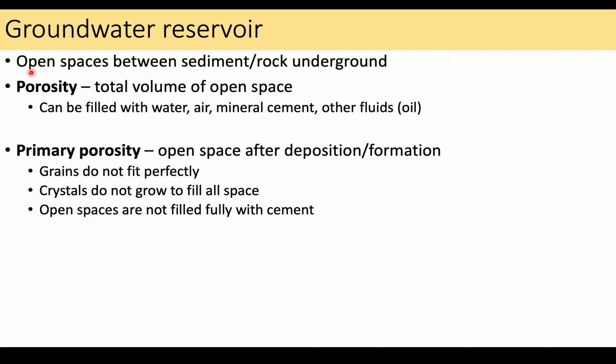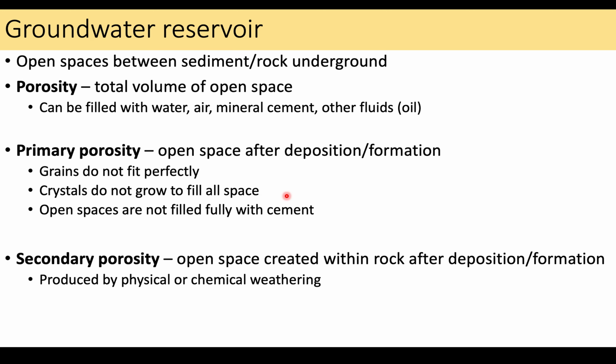Now, our primary porosity is the open space right after the formation or deposition of sediment or rock. This is where the grains don't fit properly, the crystals haven't grown to fill all the space, and the open spaces haven't been filled with other sediment or what we call cement. There's still a lot of open space because the rock or sediment is freshly deposited, freshly formed. It hasn't been filled up by other things yet. That's what we call primary porosity.